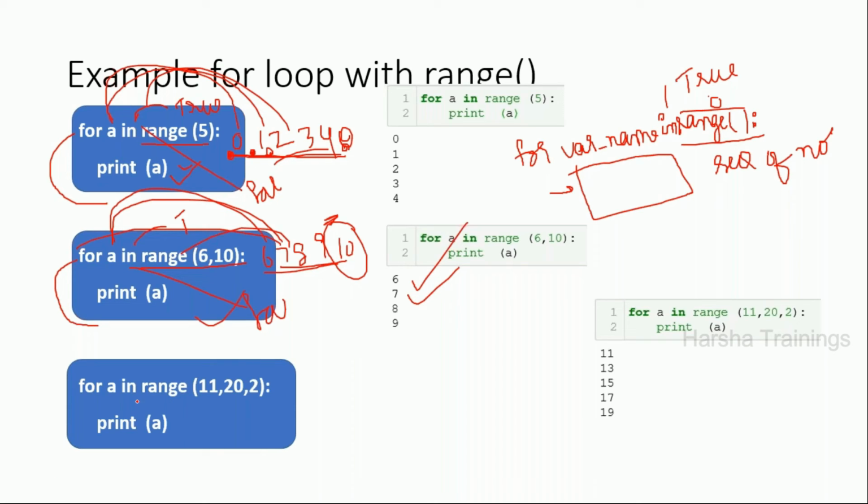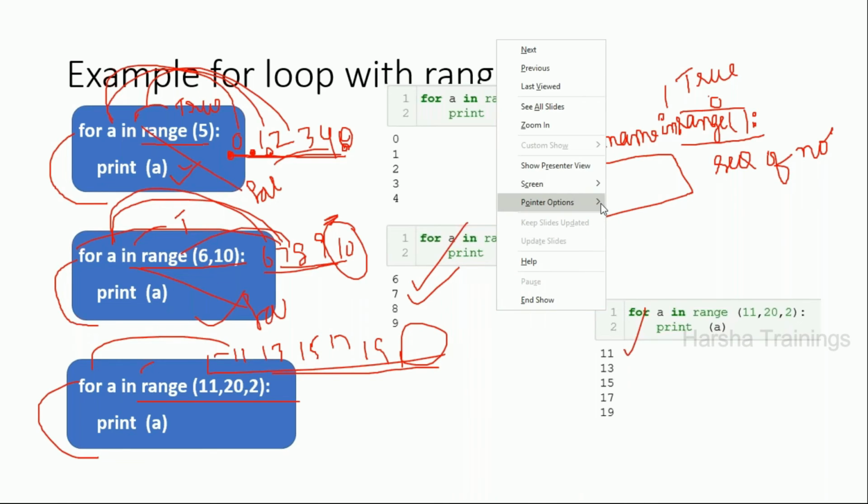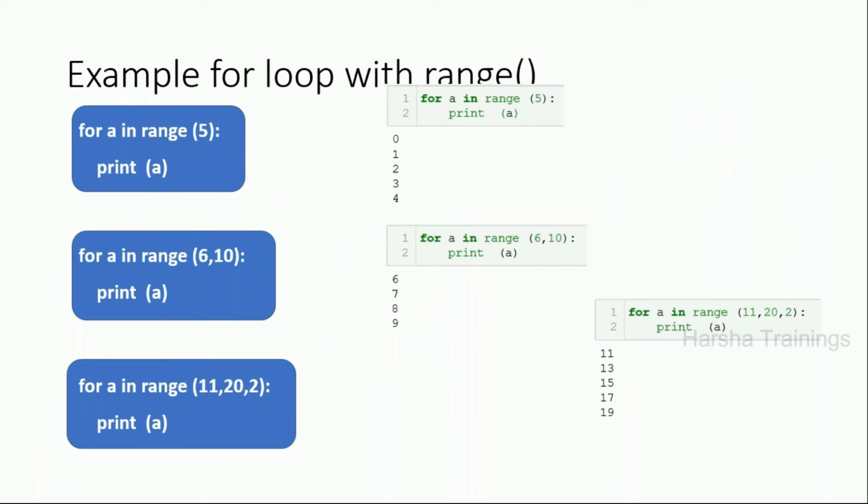The third syntax is range of 11, 20, 2. That means the starting number is 11 and the increment is 2, so 11, then 13, 15, 17, 19. I have some sequence of elements, so the in operation returns true. 11 will be copied to a. Print 11. Then 13, 15, 17. After 19, there are no more elements, so it simply comes out of the for loop. Now, if it is okay for you, I will execute and show in the Jupyter notebook. Shall I go?